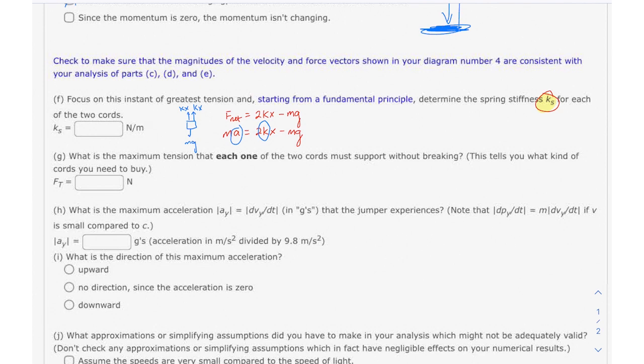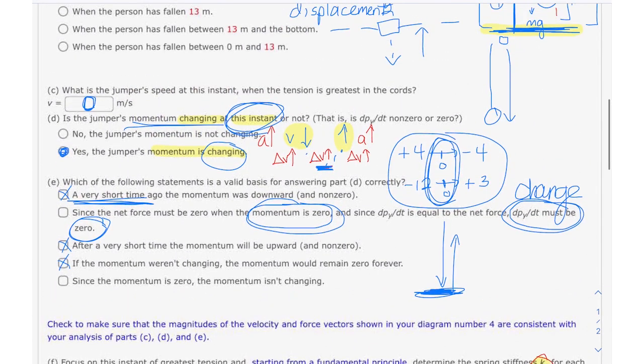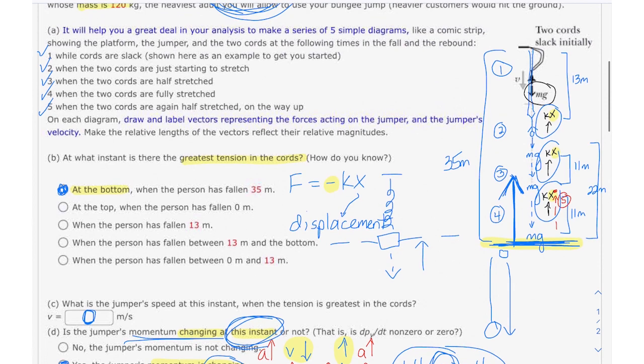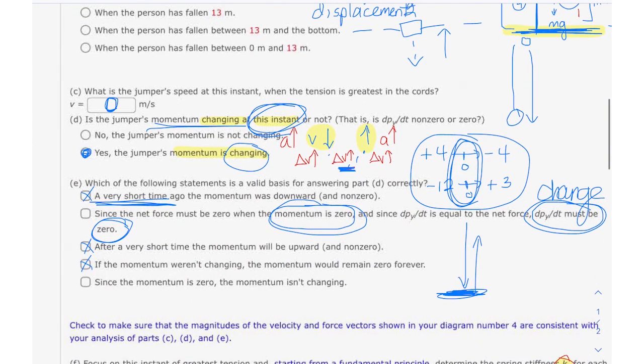So we're going to break this up into two different phases. First, just like we did at the beginning of the question, when in part A they asked you to break it up into these different kinds of diagrams, we're going to look at a few of these. We're going to start with one. Let's see what happens before those cords even begin to stretch. The cords themselves are going to be 13 meters in length, which means we're going to be a free-falling body for those first 13 meters.